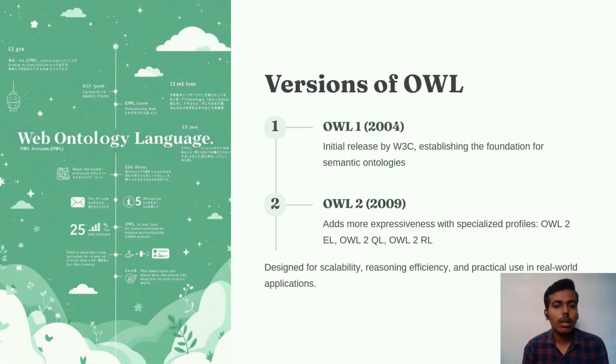Versions of OWL. OWL has evolved over time. OWL 1, released in 2004, was the first official standard. OWL 2, released in 2009, expanded capabilities and introduced three profiles. First is EL, optimized for very large ontologies like those in healthcare. QL, designed for database style query. RL, based for rule-based reasoning systems. These profiles make OWL flexible. It can handle huge medical ontologies with millions of terms, or it can power lightweight applications that just need rule checking.